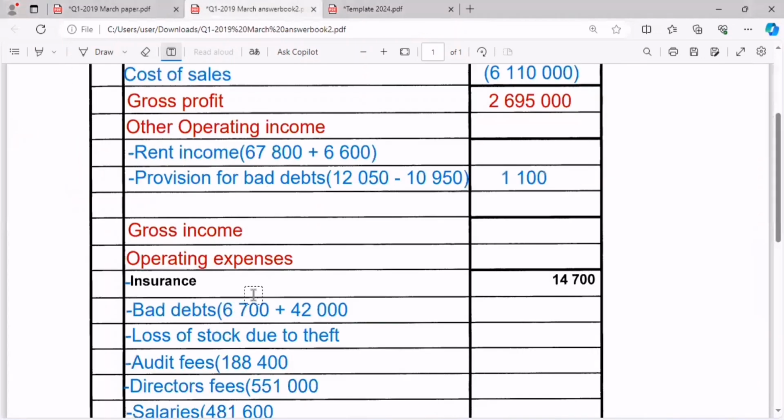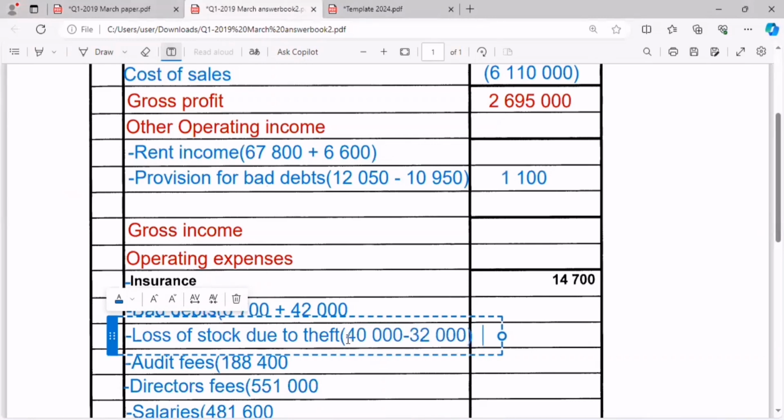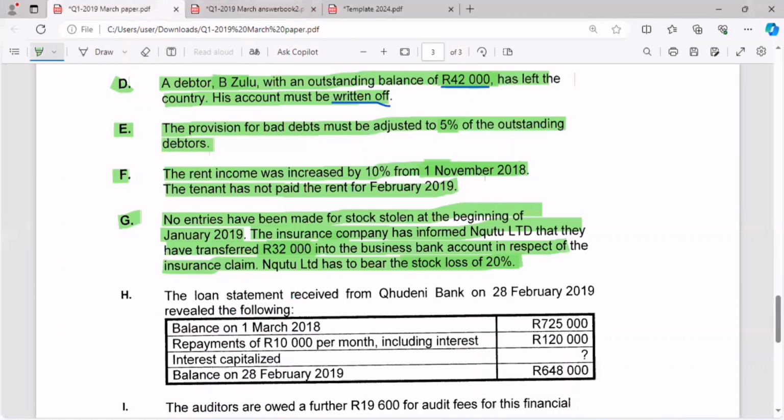So we know the workings. So we're going to put them here. It's 40,000 minus 32,000, and the loss of stock due to theft is 8,000. So guys, I hope I'm still making sense. Now let us do the next one.